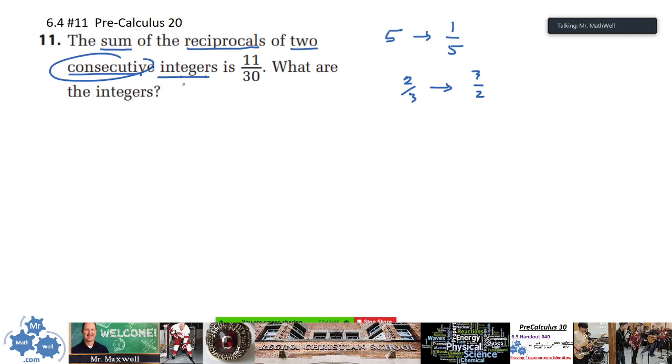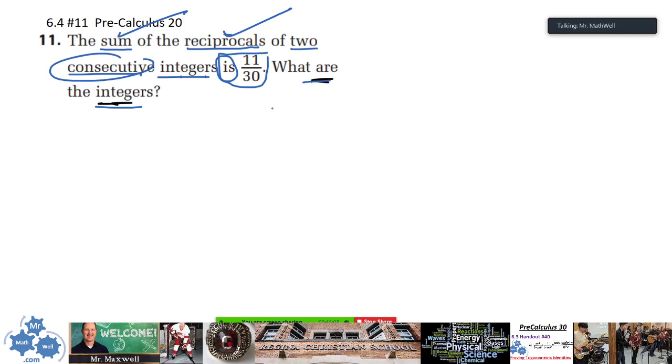So we don't know what these integers are, but what we do know is that the sum of their reciprocals is 11 over 30. What are the integers? First of all, we need to set up a variable. We're trying to write the quantities in question, the integers, in terms of just one variable. So let's say that the first integer is n, n for number. The next consecutive integer would be n plus 1.